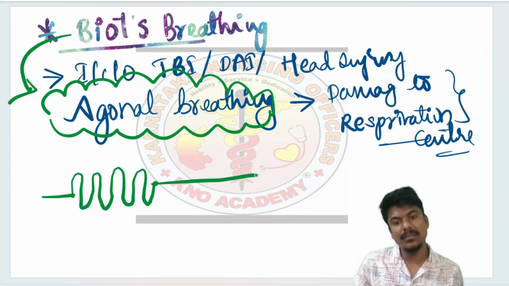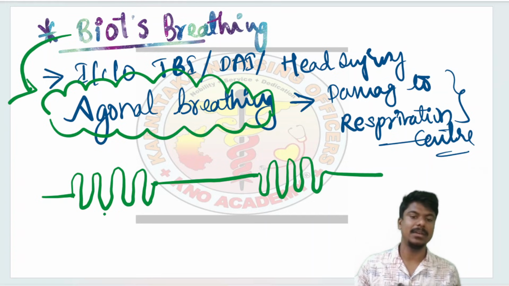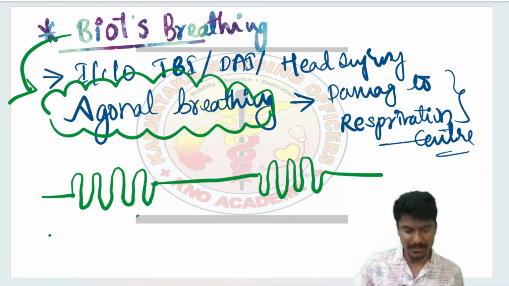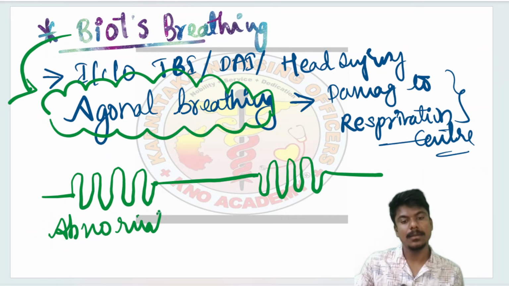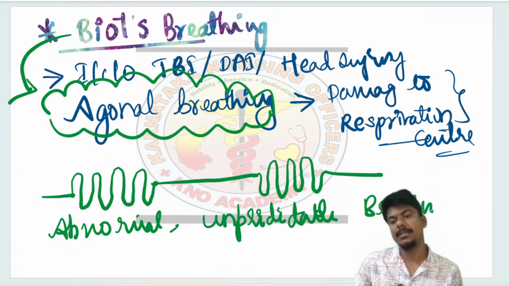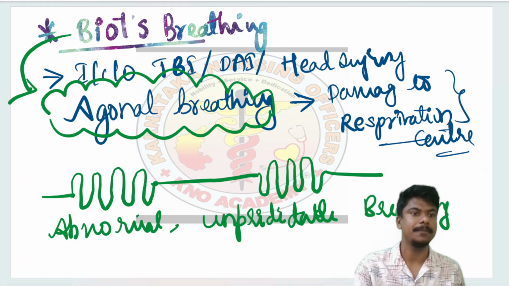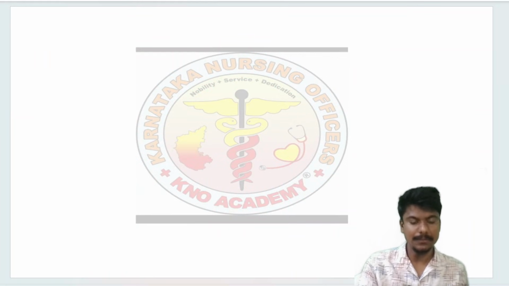Again there will be a period of apnea. Then again the person will have the same rate and depth of breathing, and again apnea. It means agonal, non-predictable, abnormal, unpredictable breathing patterns. That's what we call Biot's breathing. And then next, Kussmaul's breathing. In Kussmaul's breathing, what will happen?